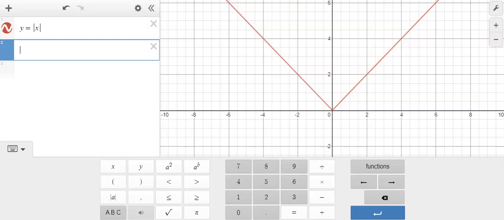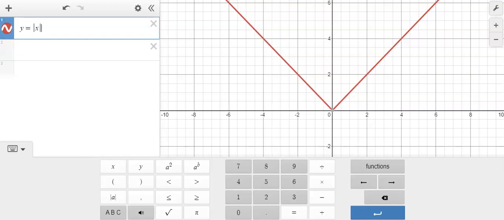So this function is the basic function, the most basic absolute value function we can make, and it is therefore called the parent function. So if you ever hear a reference to a parent function, it is basically the simplest a function can get. So we're going to look at what different things do to this function.